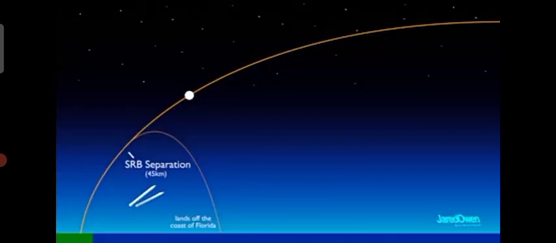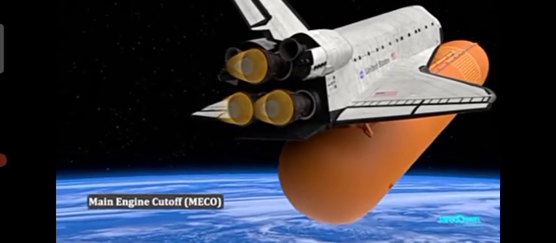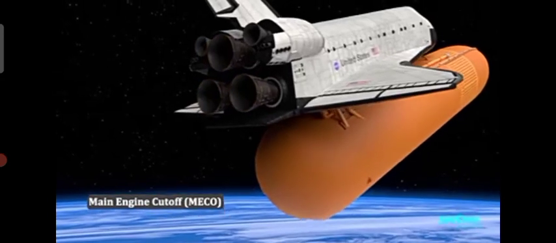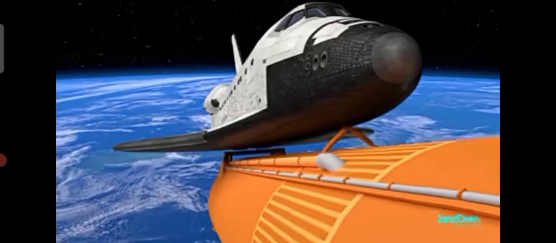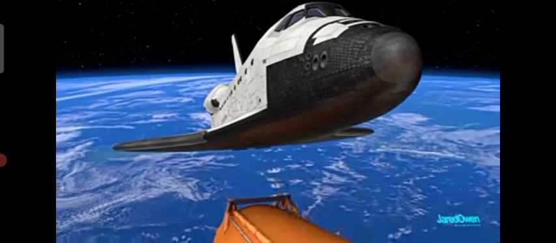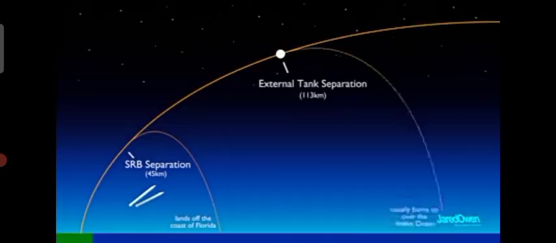At about 8 minutes and 30 seconds, we have main engine cutoff, or MECO. This must happen before the tanks run dry so that the engines aren't damaged. The external tank is now detached. We're not in orbit yet, so the tank will head back down to Earth and burn up in the atmosphere.